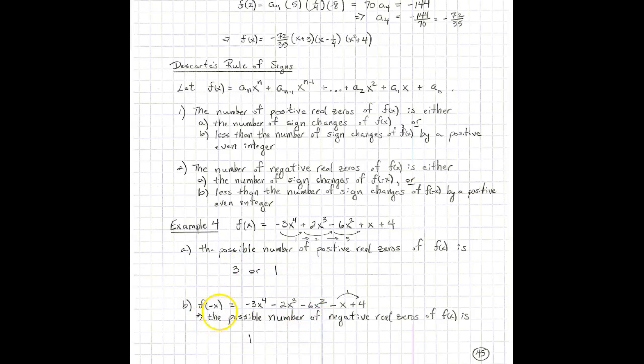If I take f of minus x, see what that is by plugging minus x in here. Now I look at the changes of sign in f of minus x, and I only see that there's 1 change of sign, when I go from minus to positive here. That means the possible number of negative real zeros is 1.